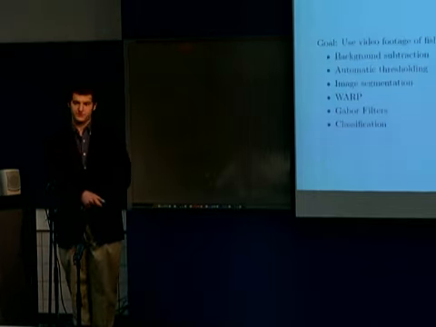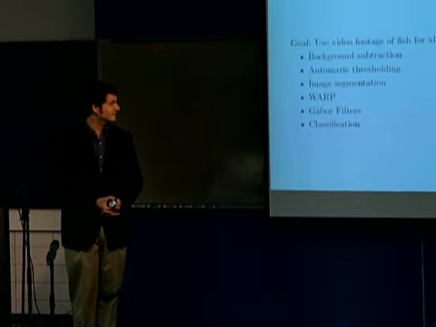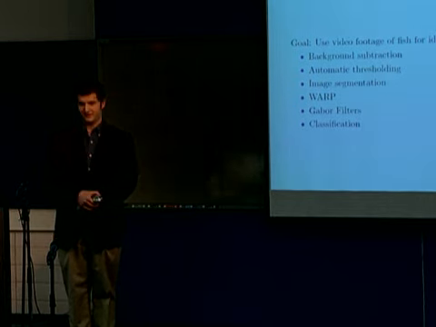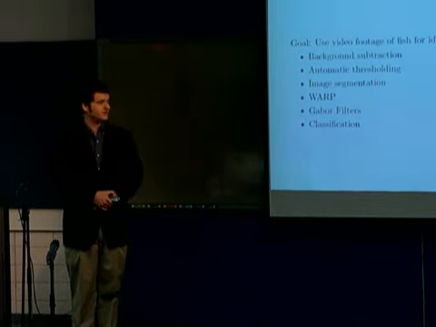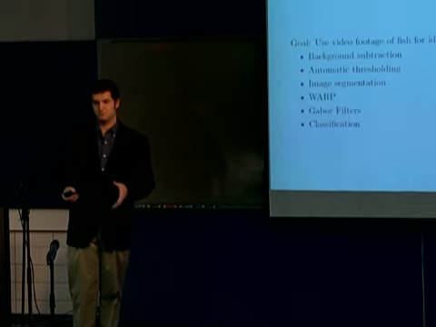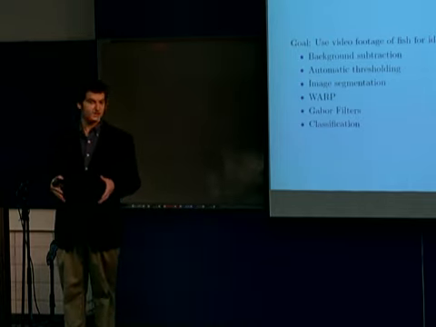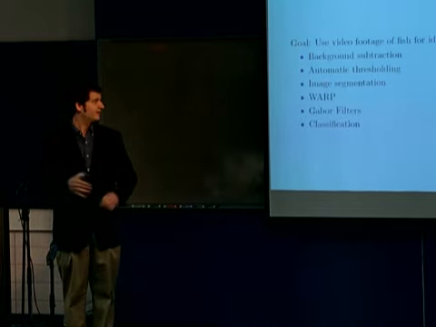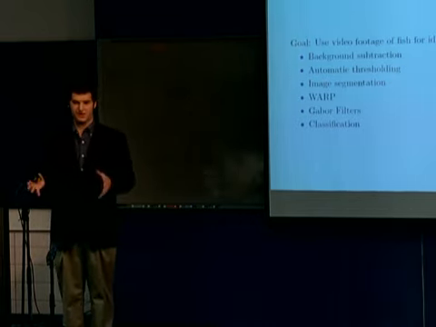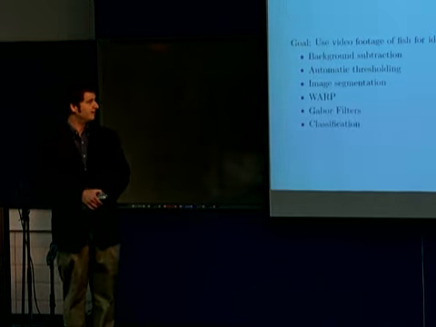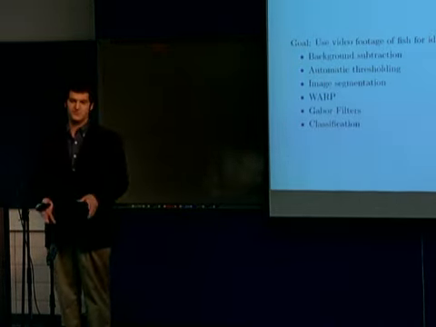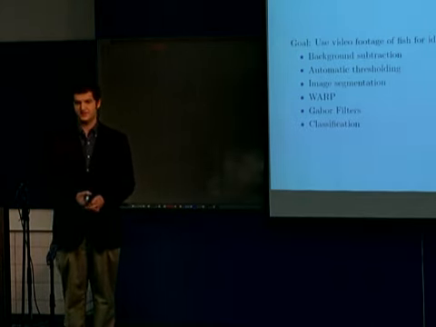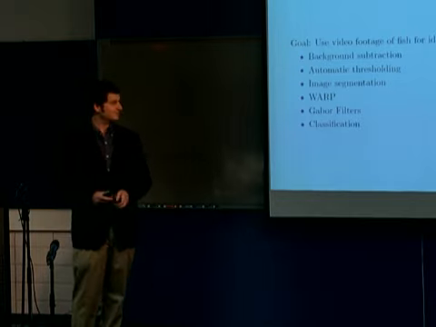For the project, our goal, as kind of implied, is to use footage taken of fish swimming and identify them by species. To do that, we implemented several core components. Background subtraction to find what was not originally in the frame. Automatic thresholding to segment out blobs or objects of the foreground. Image segmentation and warp and Gabor filters to extract features. And classification networks to actually give us an answer as to what kind of fish this is.